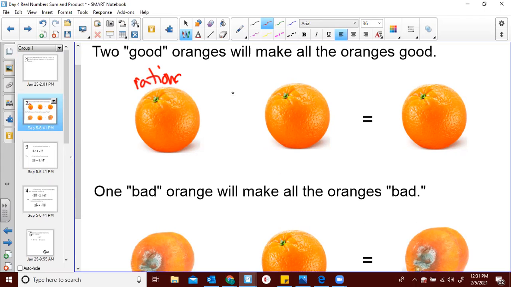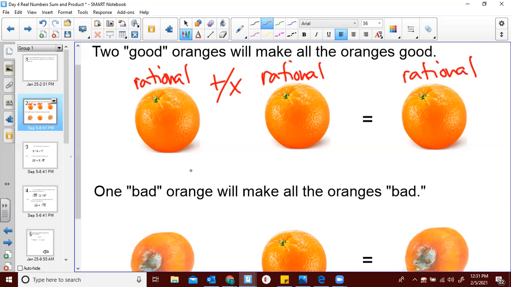All right, now I'm gonna say that that's good because rational is a bunch of different numbers all playing well together, right? We have natural, whole, integers, rational numbers. They're all rational. All right, so when I have two rational numbers, whether I add or multiply, I'm always going to get a good orange or a rational number.